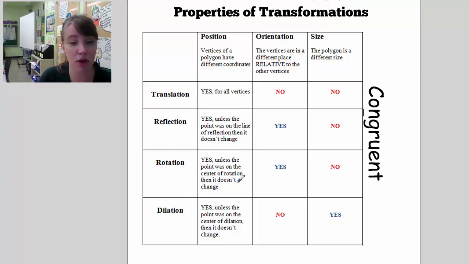If the point is at the center of rotation, the position doesn't change. And if the point is at the center of dilation, it doesn't change either. Now, I know we haven't gone over dilation yet, and we will soon, but this is a handy chart to have, so I've included dilation in this properties of transformations chart.